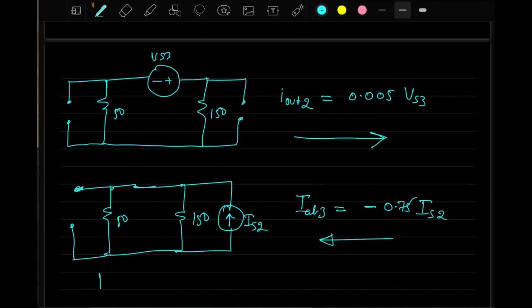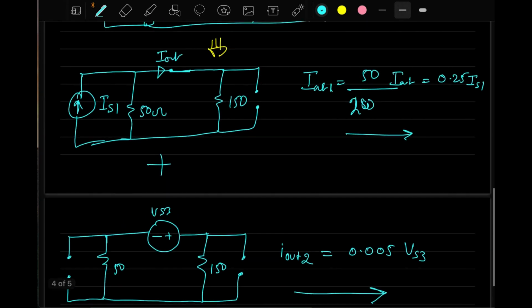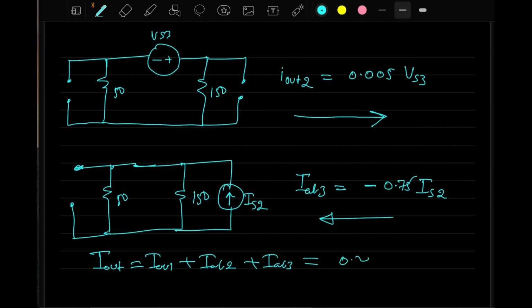So now your final I out will be I out 1 plus I out 2 plus I out 3. And what is that? It will be 0.25 IS1 plus 0.005 VS3 minus 0.75 IS2. So this is the final I out when you have three different sources acting independently. I hope you got the idea of what superposition is all about.